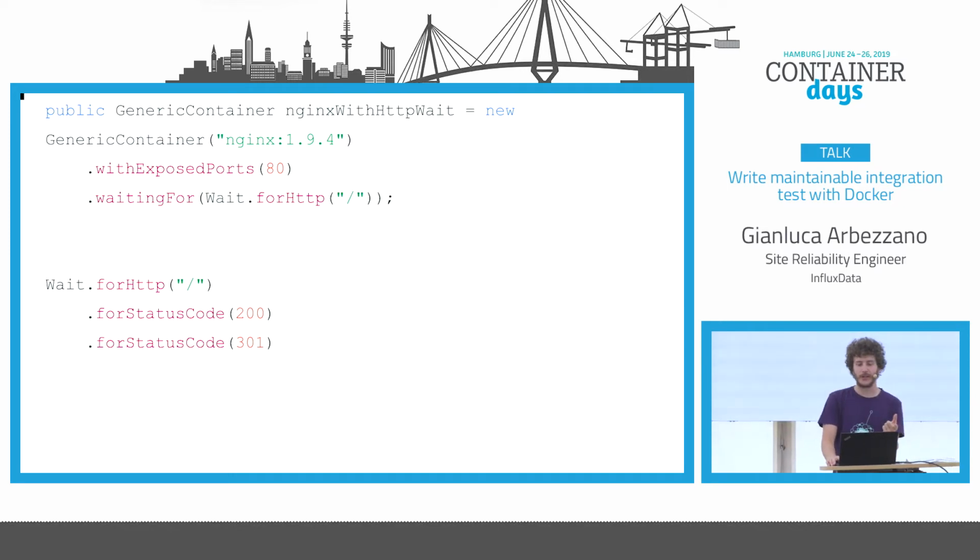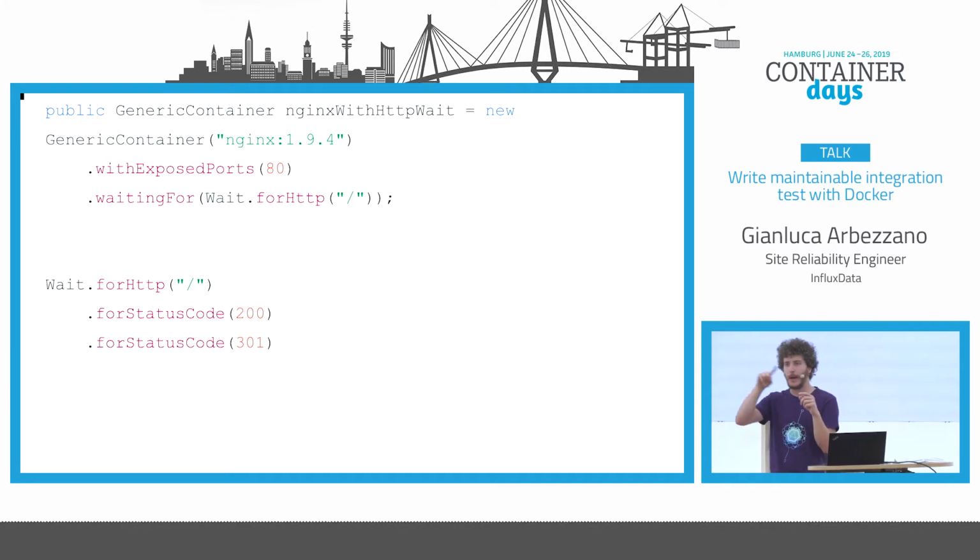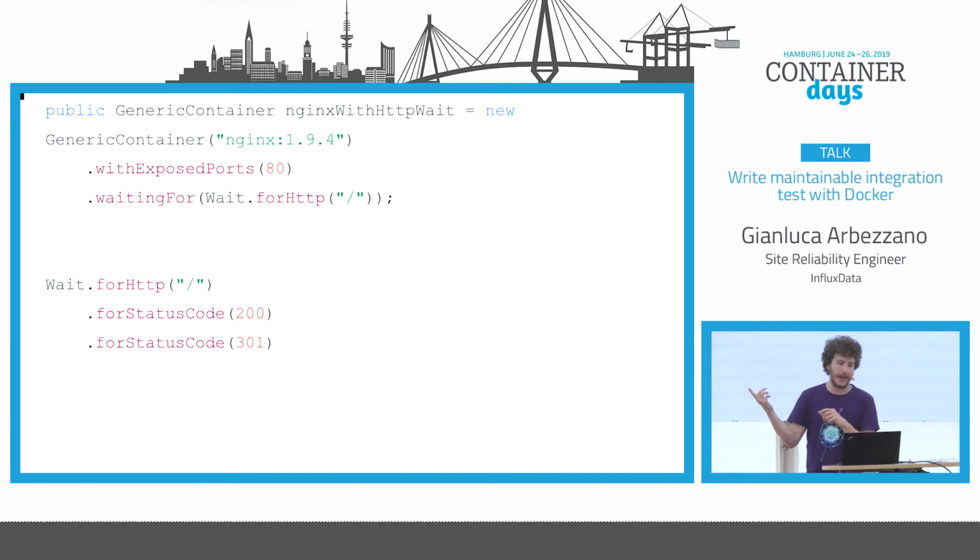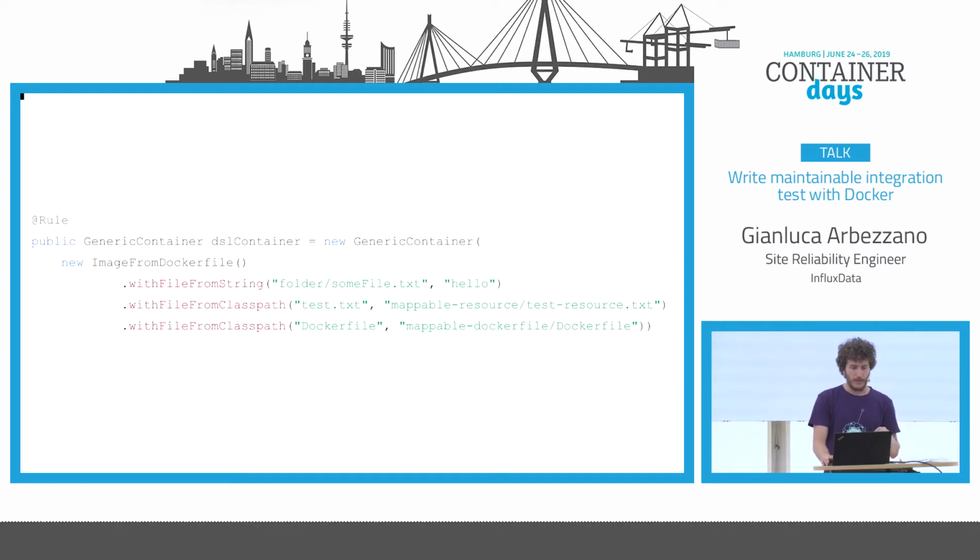In this case, we are using the wait for HTTP to happen. So we are configuring an HTTP client to ping the container until it gets the 200 or 301 from the index. You can also share volumes, as I said before, or you can programmatically build an image from the test itself. In this case, we are building an image from a Dockerfile from inside your test.